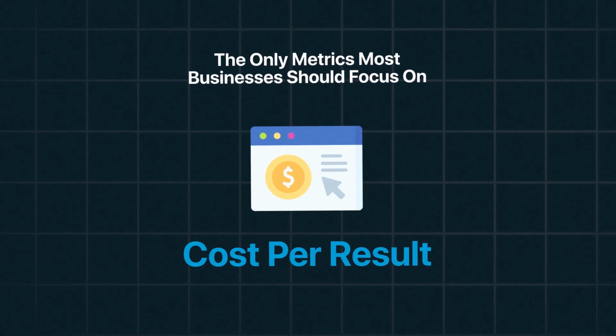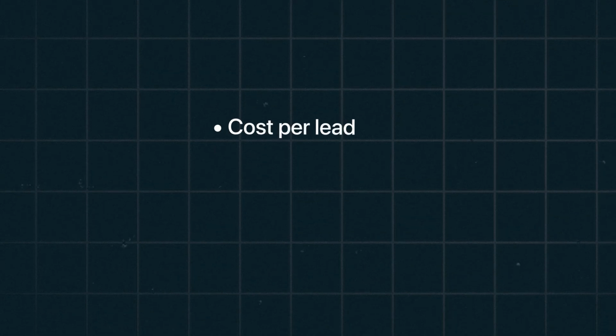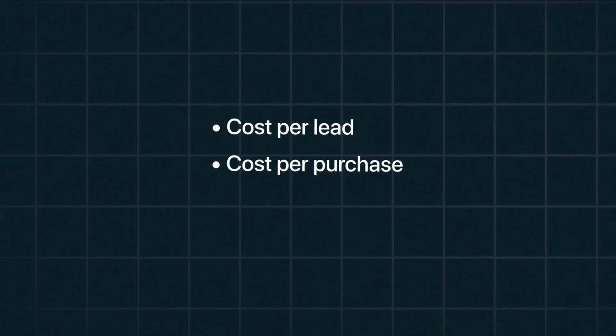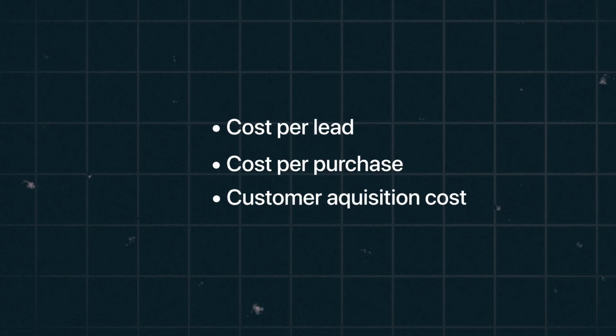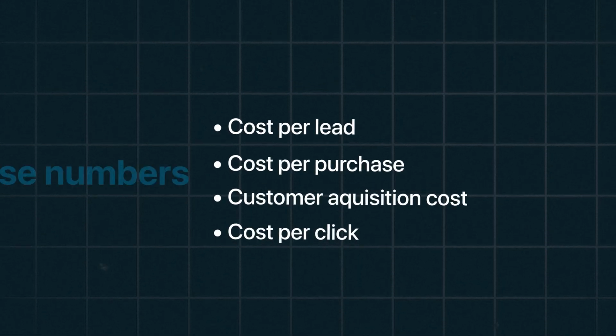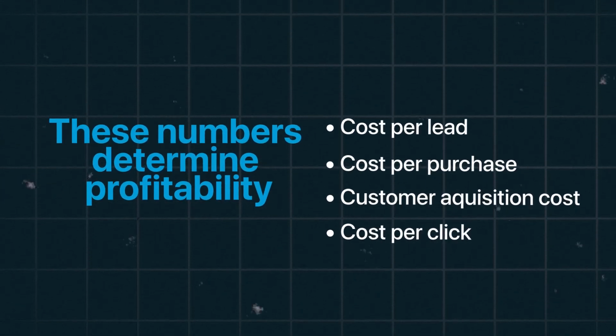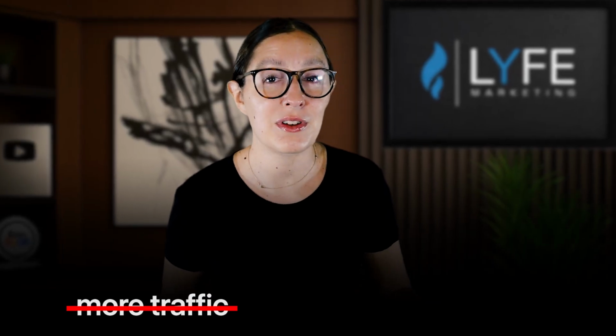Number 5, cost per result. For ads especially, cost per lead, cost per purchase, your CAC or customer acquisition cost, and your CPC or cost per click are the numbers that determine profitability. A lot of businesses focus on getting more traffic when they should focus on getting better traffic at a lower cost, because getting a $100 sale doesn't matter if you spent $200 to get it.